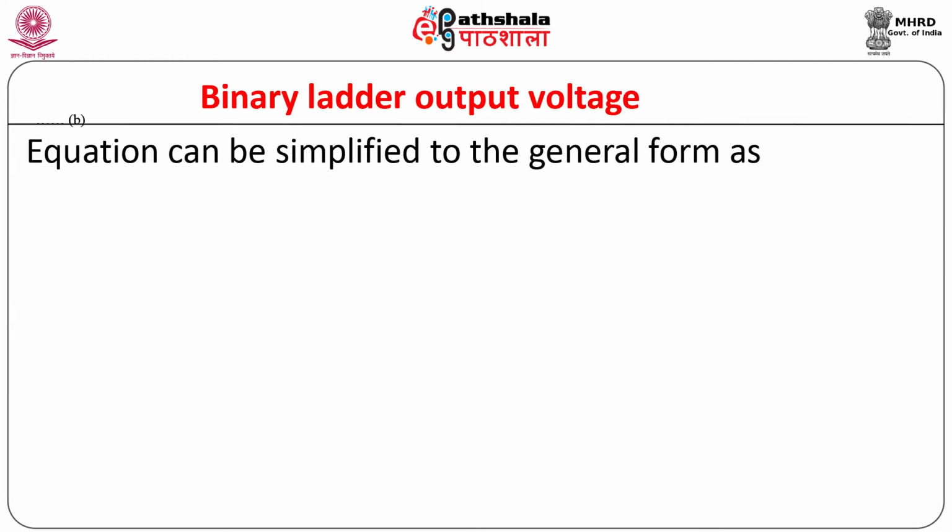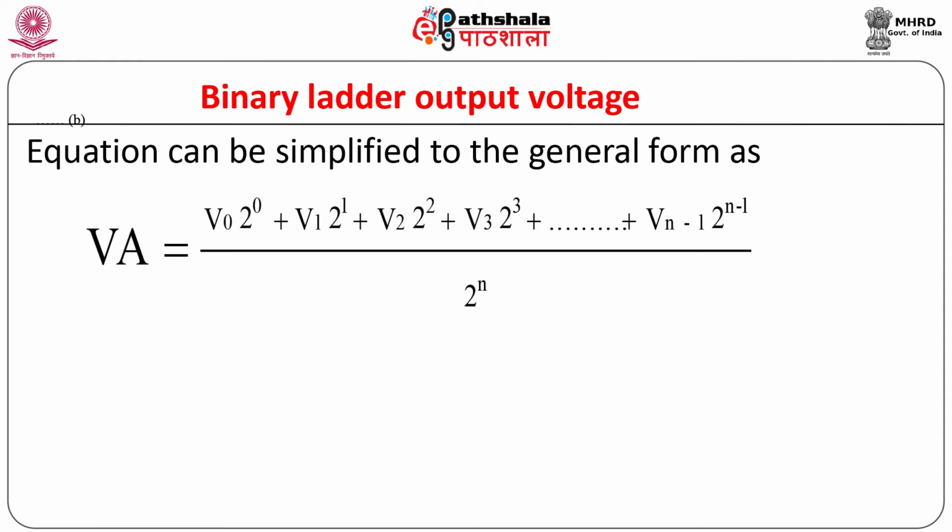This equation can be further simplified to the general form as VA equal to V0 into 2 raised to 0 plus V1 into 2 raised to 1 plus dot dot dot Vn minus 1 into 2 raised to n minus 1, divided by 2 raised to n, where V0, V1, V2 are the digital input voltages and n is the number of input bits in the digital data. This equation is very useful to calculate output voltage from the ladder for any digital input signal.